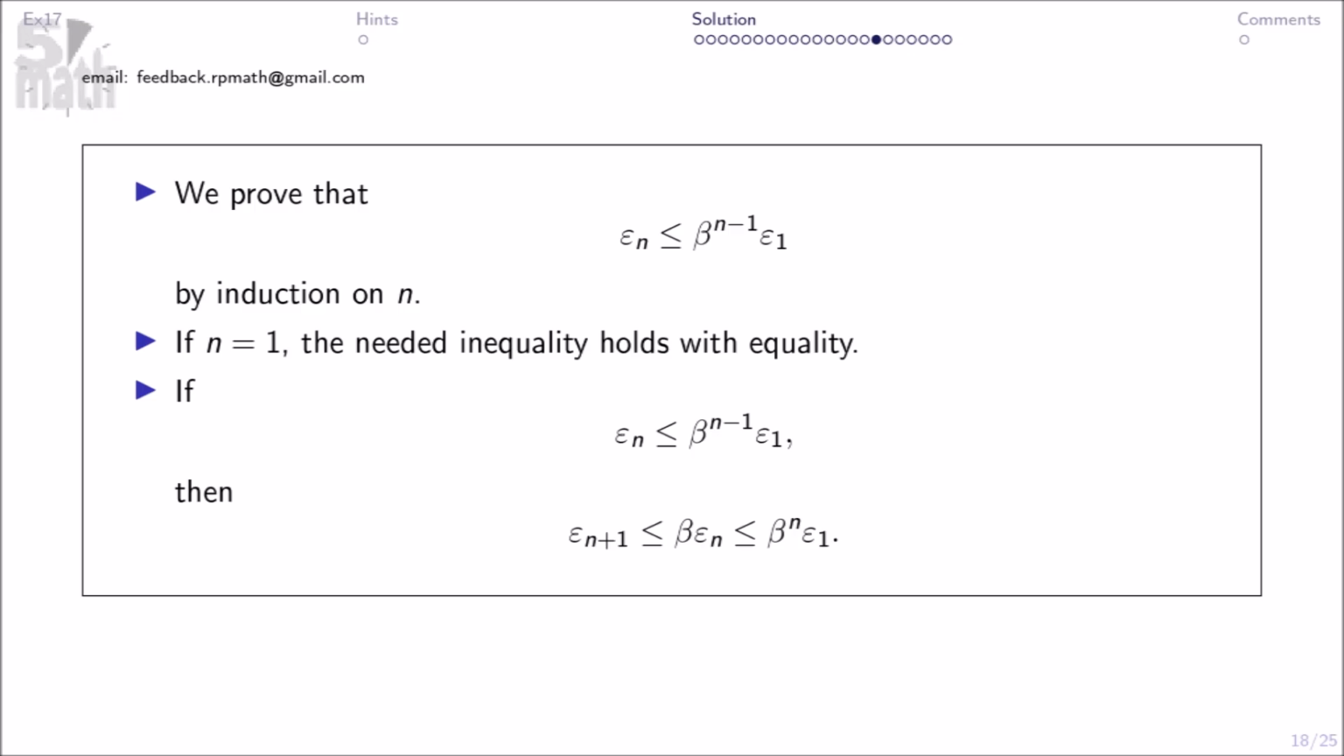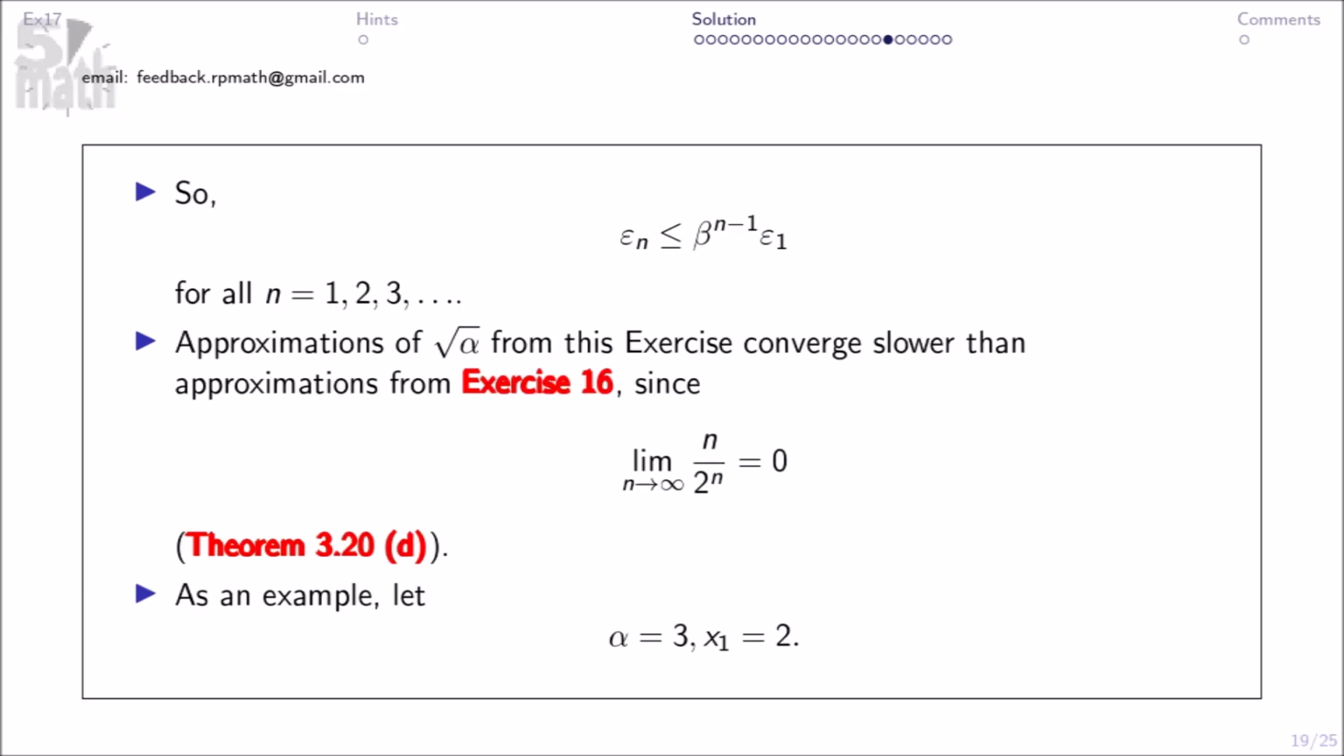We prove that epsilon n less than or equal to beta to the power of n minus 1 epsilon 1 by induction on n. If n equals 1, the needed inequality holds with equality. If this, then that. So, epsilon n less than or equal to beta to the power of n minus 1 epsilon 1 for all n equals 1, 2, 3, and so on.